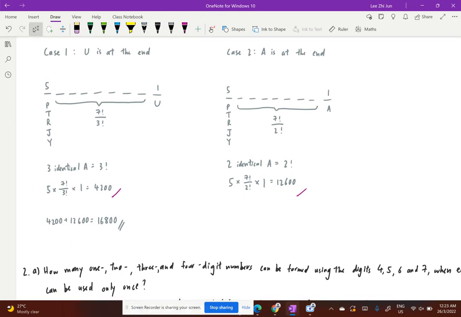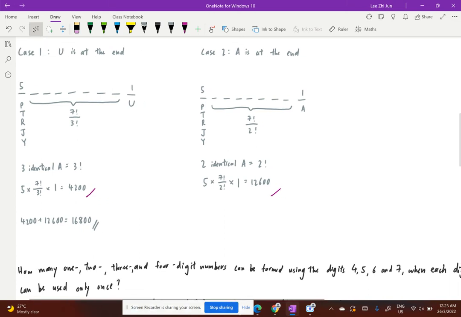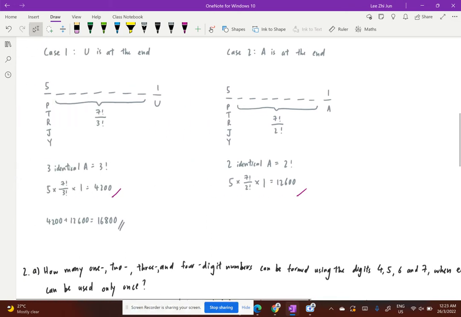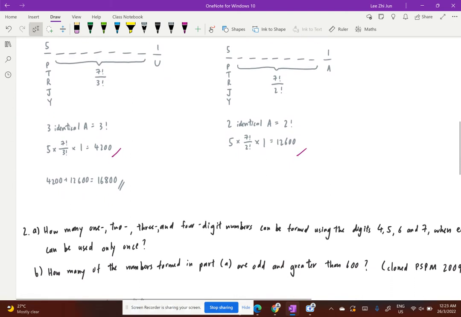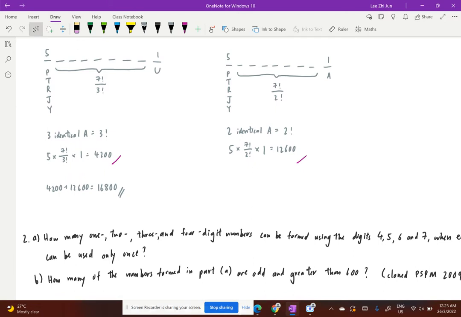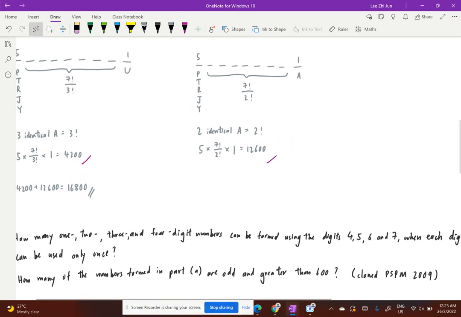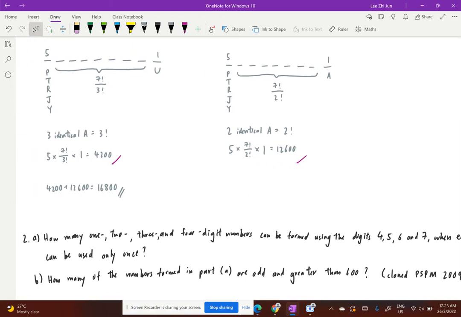Okay, second question. How many 1, 2, 3, and 4 digit numbers can be formed using the digits 4, 5, 6, and 7 when each digit can be used only once? And B, how many of the numbers formed in part A are odd and greater than 600? Here's the clone puzzle question from 2009. So we can see there are 4 digits, 4, 5, 6, 7 given. So now, how many 1 digit, 2 digit, 3 digit, 4 digit? This is easy.